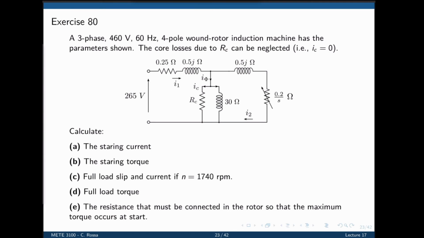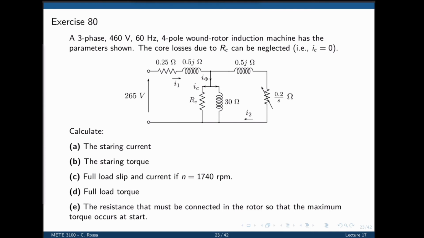Calculate the starting current, the starting torque, the full load slip if rotating at 1740 RPM, the full load torque, and the resistance that must be connected in the rotor so that the maximum torque occurs at the start.